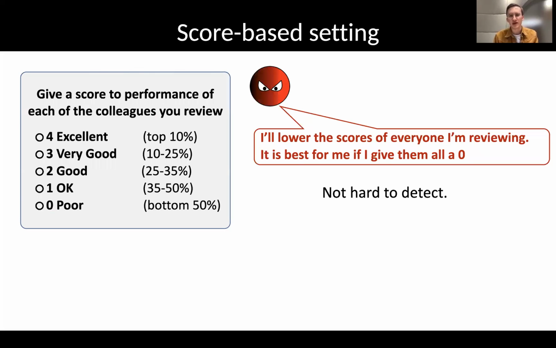If you give them 0, maybe it will help you, and you will get higher in the final ranking. So this is a dominant strategy in the score-based setting. And as you see, this strategy is not hard to detect in the test. So why? Well, because if a reviewer gives a 0 score to everyone, then it's very easy to notice even at the level of the reviewer, because you see, hey, some of your employees give score 0 to everyone, so something is going wrong here.